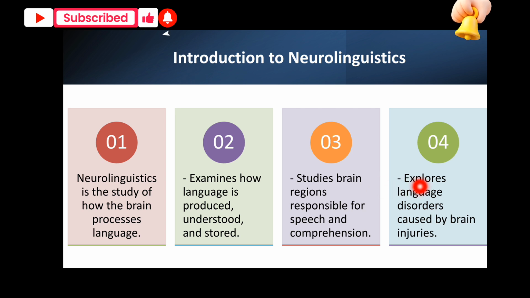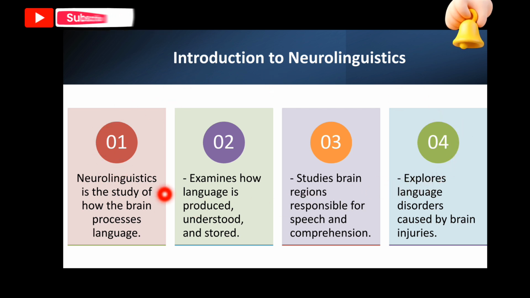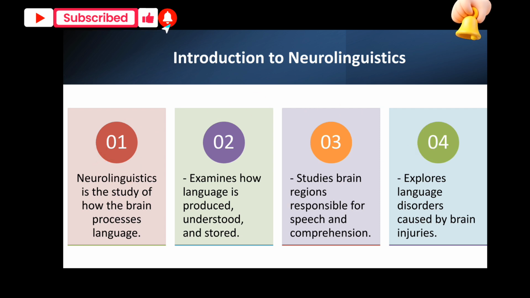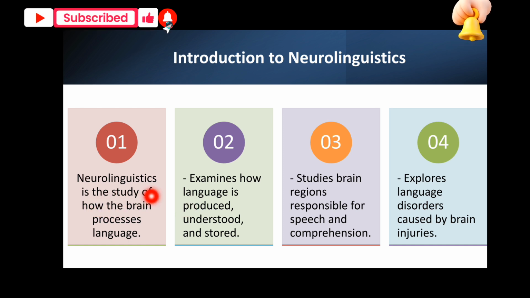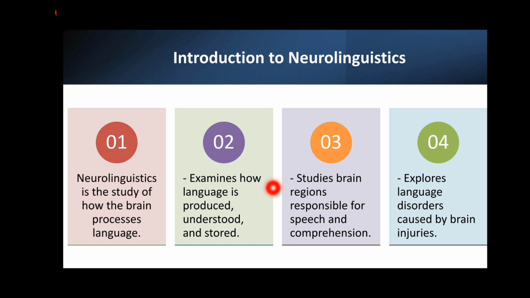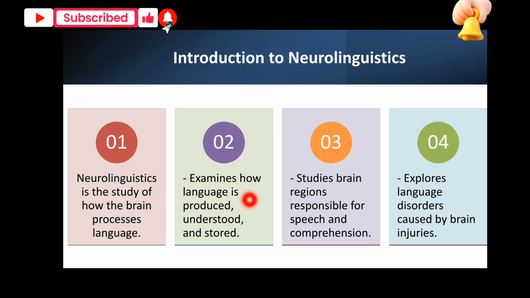So these are all the areas which neurolinguistics deals with, right? It studies how language is processed in the mind. It studies how language is produced, understood, and stored in the mind. It studies what regions are responsible for speech production and speech comprehension. It studies the different disorders caused by brain injuries, right? So this is what neurolinguistics deals with.